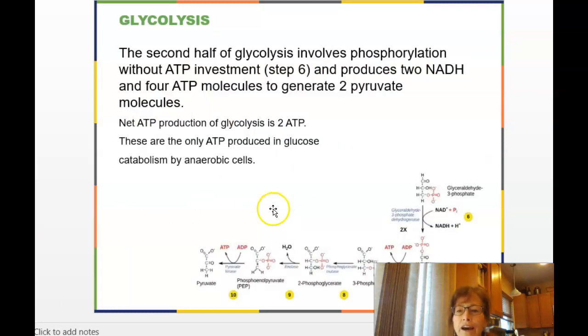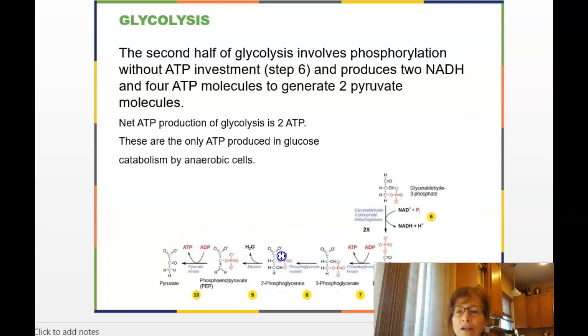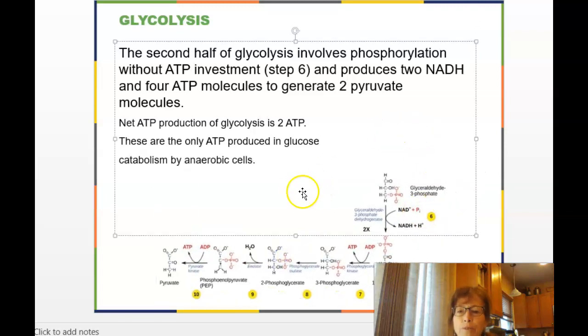So the second half is going to be the payoff phase. And in the payoff phase, that's where we're actually going to net some ATP in the end. And so this picture down here is too far down for you to really see it. I'm going to move it up here a little bit if we can. That doesn't help much, but we'll look at this again in more detail.